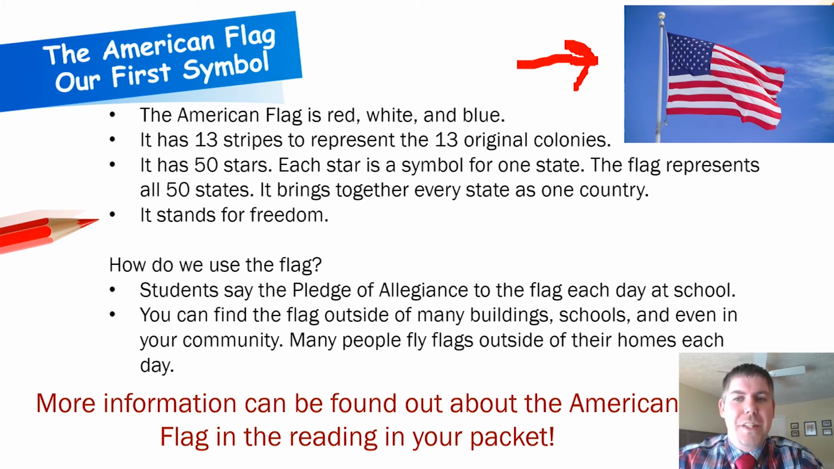You should notice that the stripes go back and forth between red and white. It also has a big blue area in the corner. Inside the blue area, there are 50 stars. Each star is a symbol for one state. That means the flag represents all 50 states. It brings together, or unites, every state as one country. When we see the American flag, we know it stands for freedom.